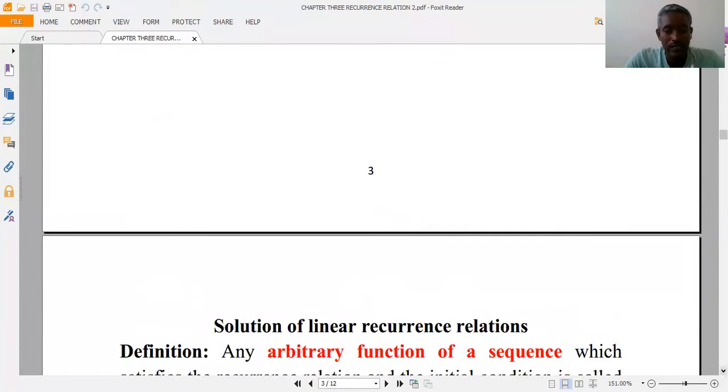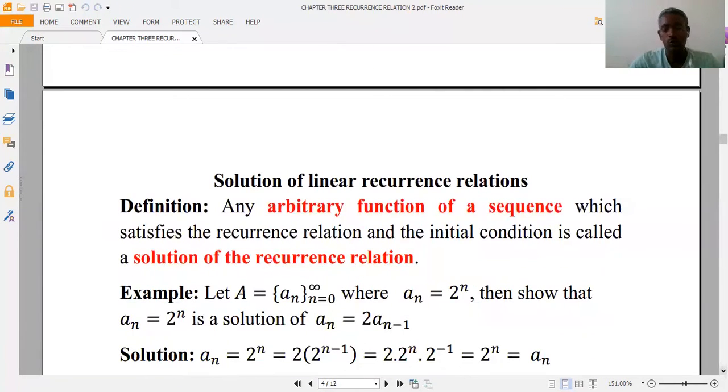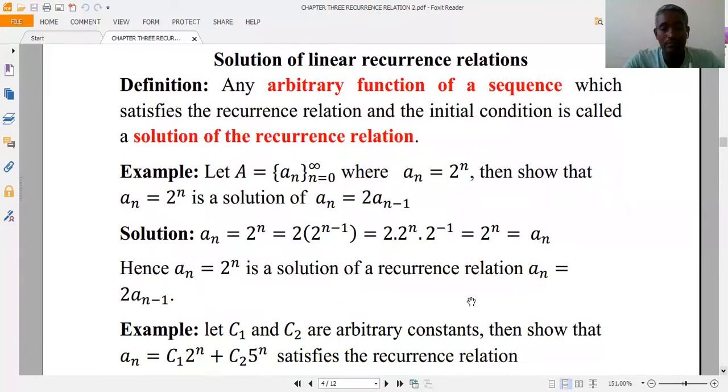The other topic is the solution of a recurrence relation. A solution of a recurrence relation is an arbitrary function which satisfies the recurrence relation. Let's see this definition with an example. Given the sequence an equal to 2 to the power of n, starting from 0, then show that this sequence satisfies this recurrence relation.